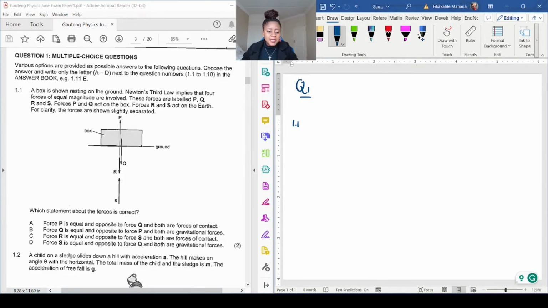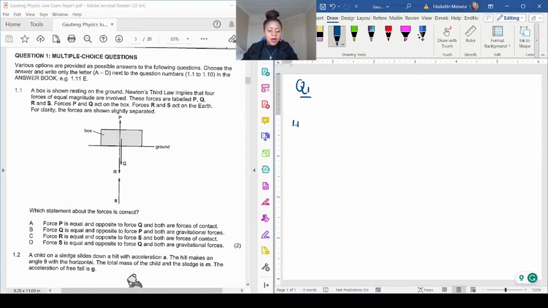A, force P is equal and opposite to force Q? Yes. And both are forces of contact? No. Only P is a force of contact, your normal force, but Q is a gravitational force. B, force Q is equal and opposite to force P, and both are gravitational forces? No. We've already established which one is gravitational and which one is contact, which one is your normal force.